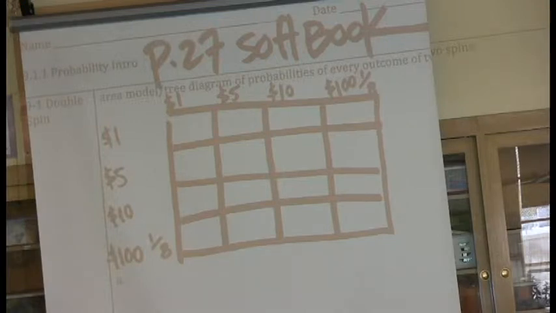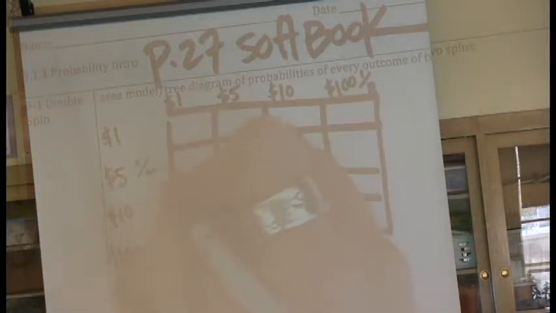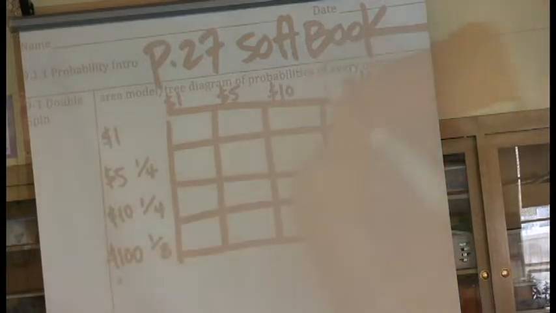What's another easy one that you could figure out? What's $5? 1/4. Okay, so fill that in for $5. $10 would also be the same.